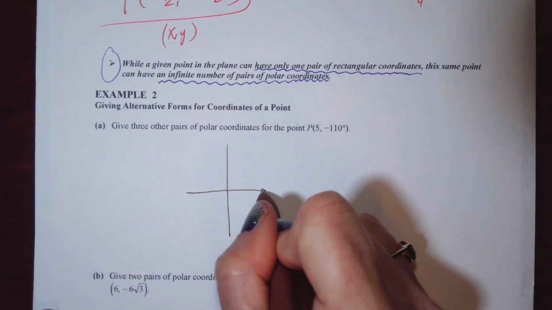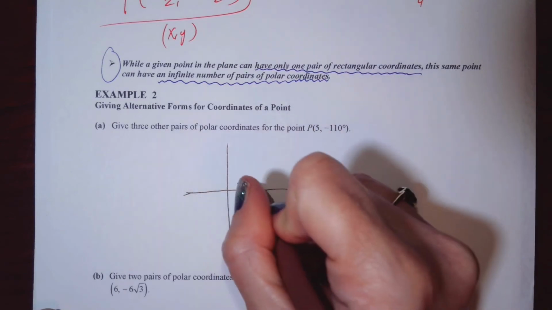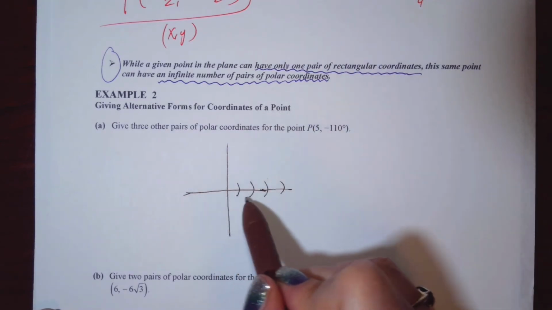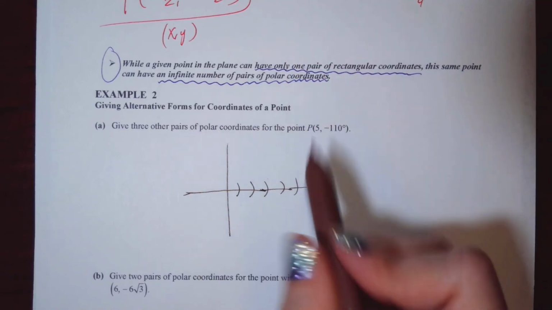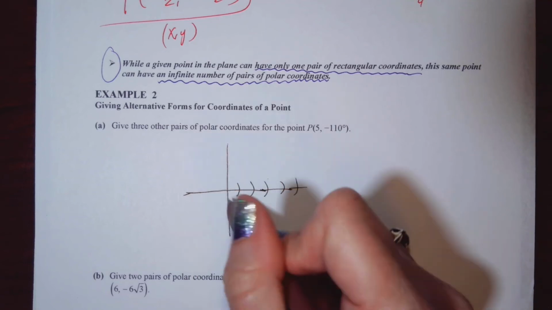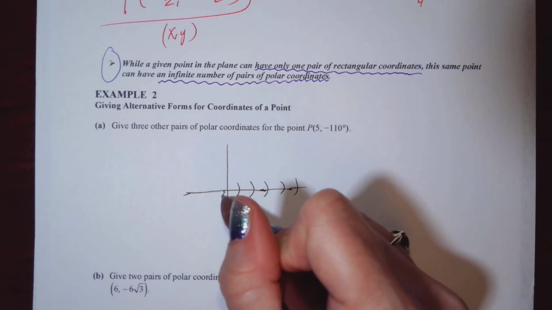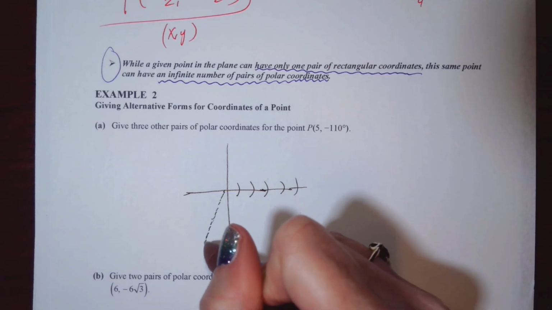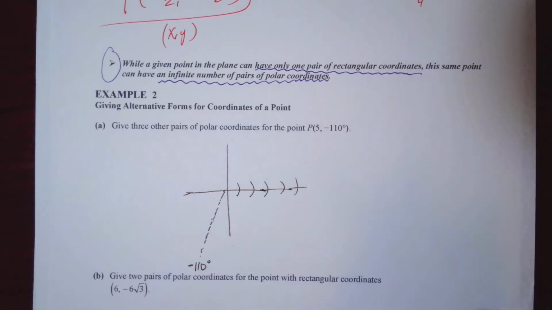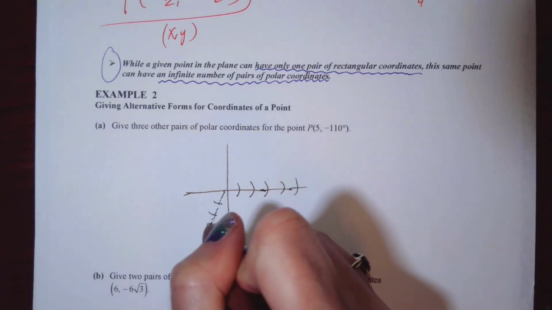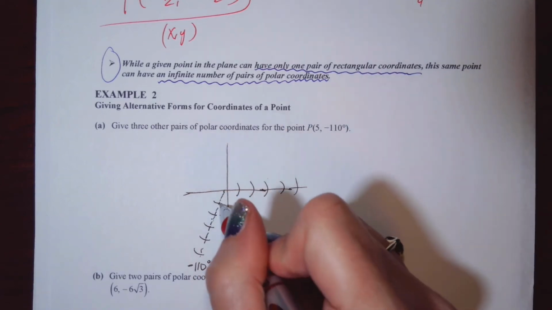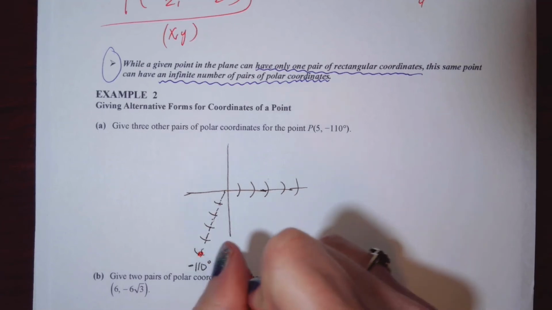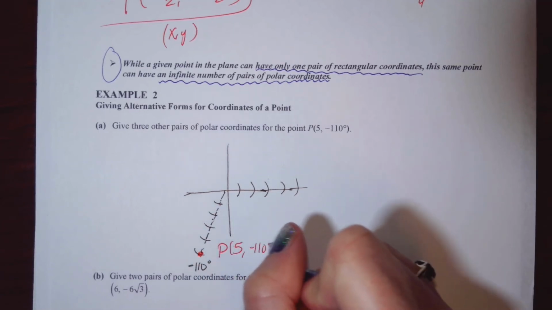So let's think about this on our polar grid. I'm just going to put curves here to represent my circles. 1, 2, 3, 4, 5. I need to go to a negative 110 degrees. So my polar axis is going to rotate. This would be negative 90. Another 20 degrees is going to be a negative 110, right? So that's going to be my angle theta, negative 110 degrees. And I need to go out 5 units on that. So if I had my circles, my bullseye drawn, that would be 1, 2, 3, 4, 5. So my point P is at 5, negative 110 degrees.